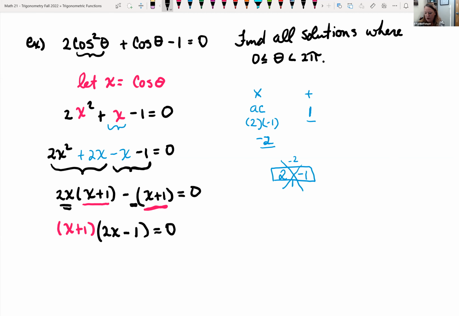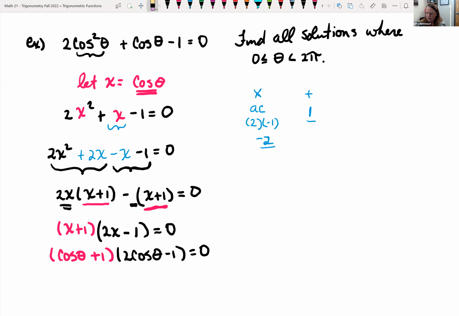If that helps you, at this point we can go back in there and plug in cosine theta for x. So that's the same thing as the factor cosine theta plus 1, all times 2 times cosine theta minus 1 equals 0. I'm going to erase my side work over here. And now that we have it completely factored, we can set each factor equal to 0.